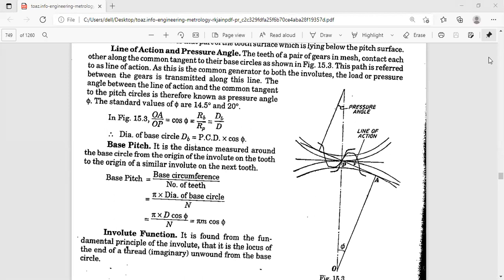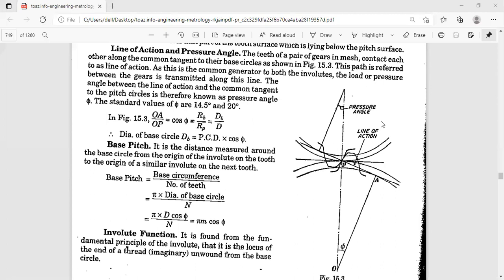As far as the gear terminology, what is the base circle, what is a pitch circle, and everything, we saw in the previous class. So it is the distance measured around the base circle from the origin of the involute on the tooth to the origin of the similar involute of the next tooth. You have to learn this, because whenever anybody asks where you measure the base pitch, it is exactly at the base circle. The position is also very important.